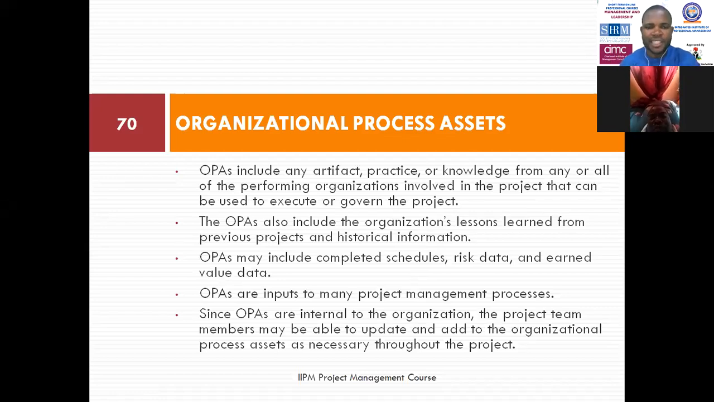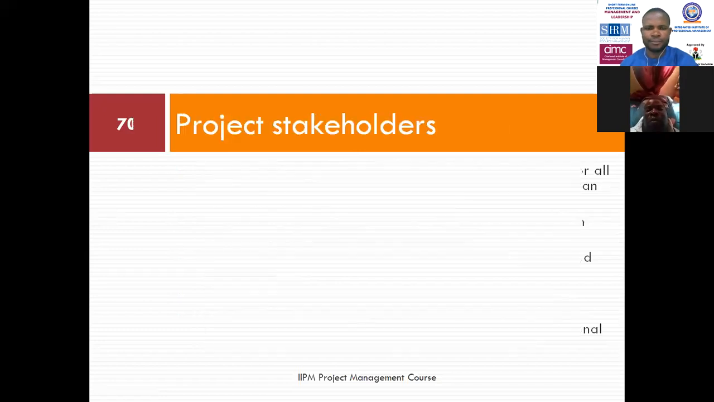Now, summarizing organizational process assets, OPAs include any artifact, practice, or knowledge from any or all of the performing organizations involved in the project that can be used to execute or govern the project. The OPAs also include the organizational lessons learned from previous projects and historical information. OPAs may include completed schedules, risk data, and end value data. OPAs are inputs to many project management processes. Since OPAs are internal to the organization, the project team members may be able to update and add to the organization process asset as necessary throughout the project.